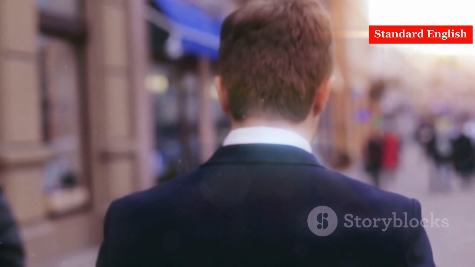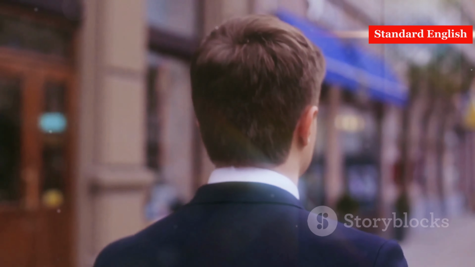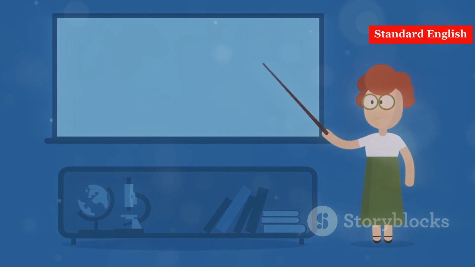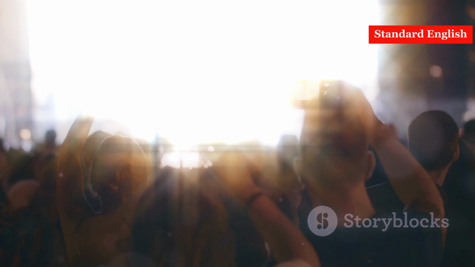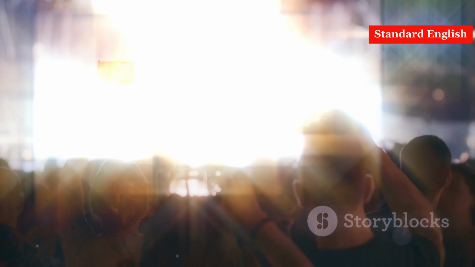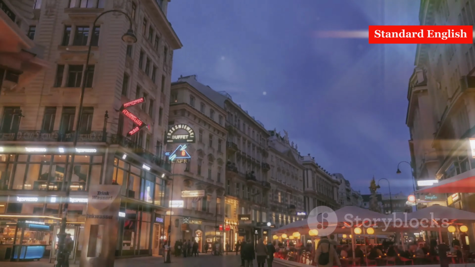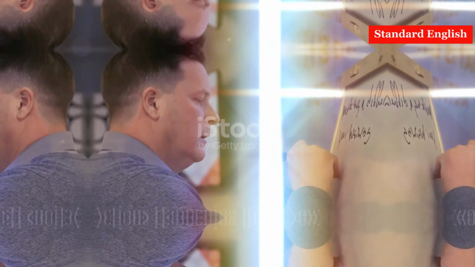To describe someone walking at this very moment, we would say, he is walking. This structure signifies that the action of walking is in progress right now. Remember, the present continuous tense is all about capturing the action in its present state. It's like a live video feed of an event, focusing on its ongoing nature.